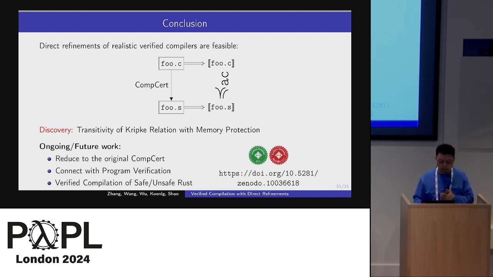There is also ongoing future work on connecting this direct refinement back to the whole-program correctness of CompCert, and also connecting it with user-level program verification. We are also experimenting with applying it to other first-order languages like Rust.